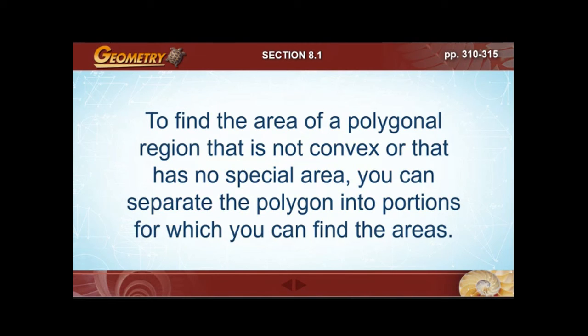Even if there's not a special formula, you can still find the area of a polygonal region by separating it into different portions, finding the individual areas and adding them together. This is similar to what we did with the polygons and dividing them into triangles, but now we're going to divide them into squares and rectangles. So let's take a look at that.